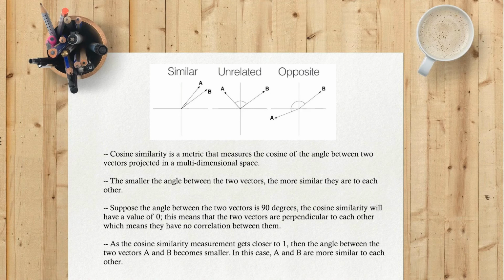The smaller the angle between the two vectors, the more similar they are to each other. Suppose the angle between the two vectors is 90 degrees, the cosine similarity will have a value of 0. This means that the two vectors are perpendicular to each other, which means they have no correlation between them. As the cosine similarity measurement gets closer to 1, then the angle between the two vectors A and B becomes smaller. In this case, A and B are more similar to each other.